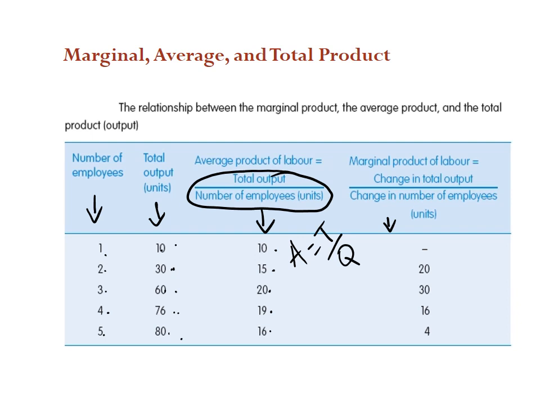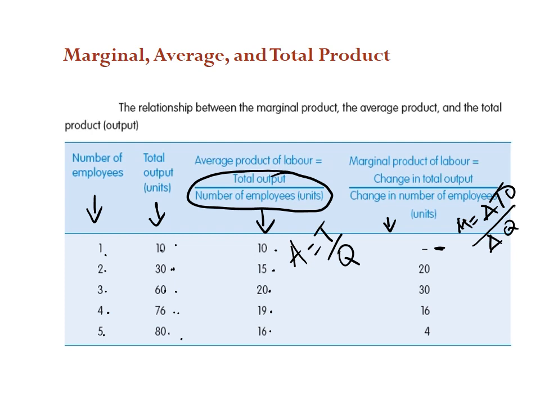And that's it. How about your marginal? Now remember we said marginal is the change in total output divided by the change in quantity. Here we have employees, so it's the same thing. In the first instance, we'll have nothing, because our change in employees would be 0. We're just starting. So we have nothing in the first instance.